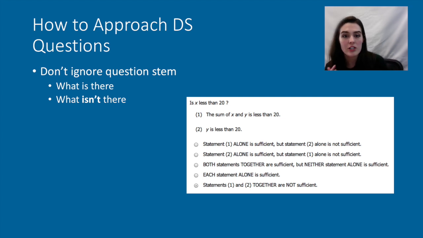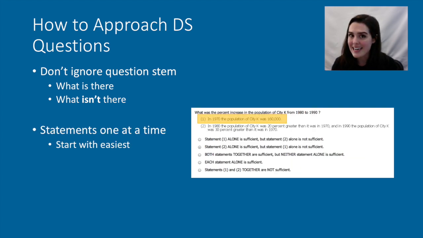Once we've gone through the question stem and gathered all of our data, maybe even writing down some of those pivotal pieces of information on our scratch paper, we're going to go in and look at those statements. Now this is where our order can get a little funky. We're going to start with the easiest statement and then make our way to the harder statement. So sometimes the easiest statement will be statement 1, but sometimes it'll be statement 2. So we might go out of order on these.